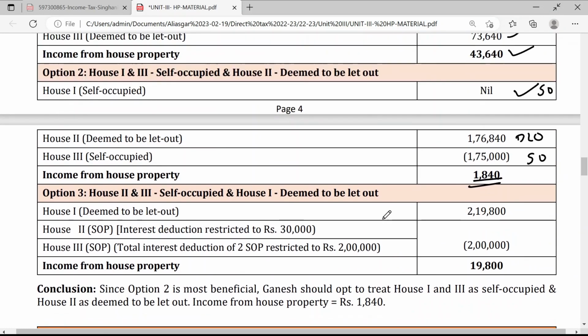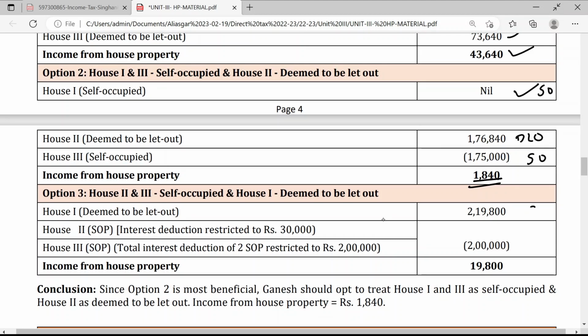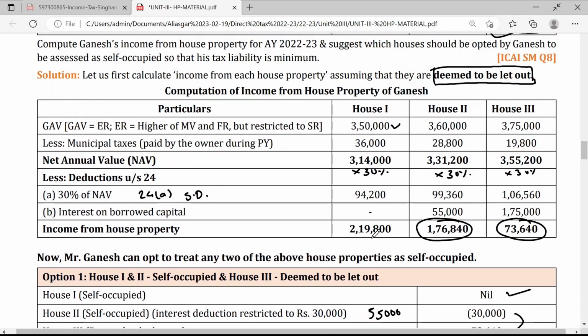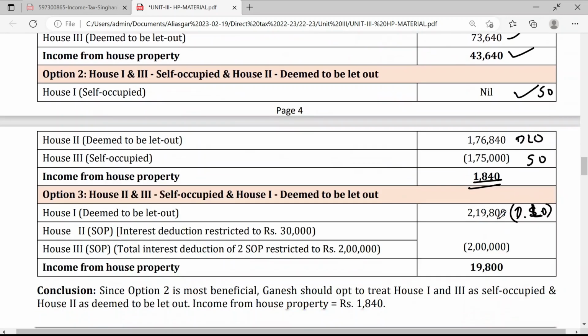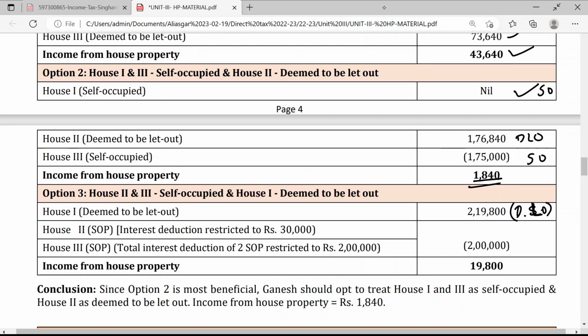Now option number 3. If the first house is deemed to be let out, you can find out what the income is: 2,19,800. So that you have written here. House 2 is self-occupied, and interest deduction is restricted to 30,000. And house number 3 is also self-occupied. Total interest deduction for two self-occupied properties is restricted to 2 lakh. Here 55,000 is available, but the deduction is restricted to 30,000, so only 30,000.